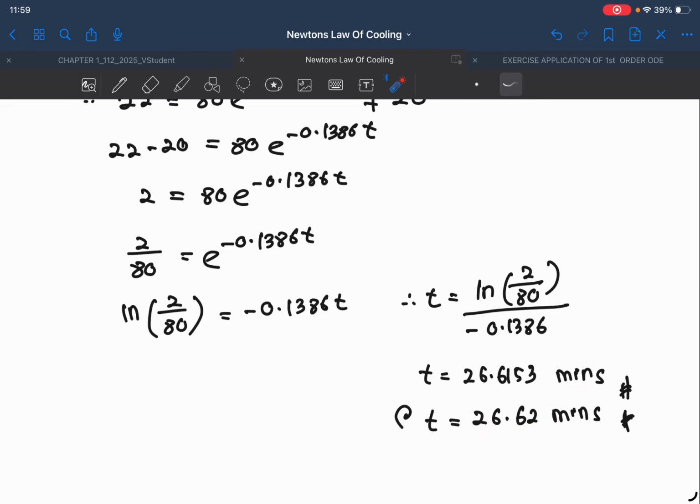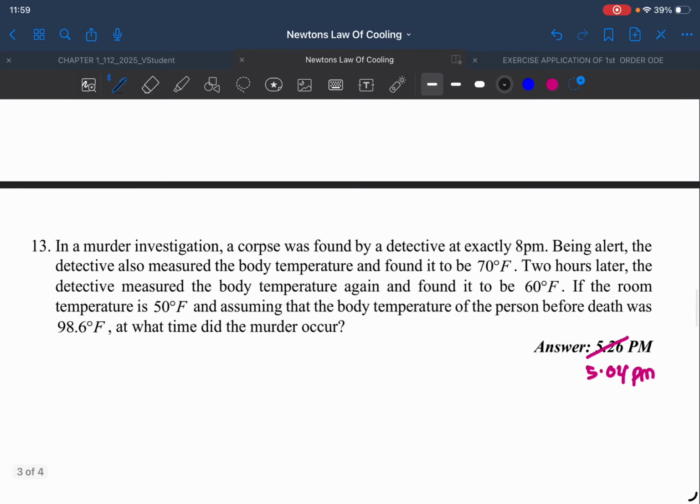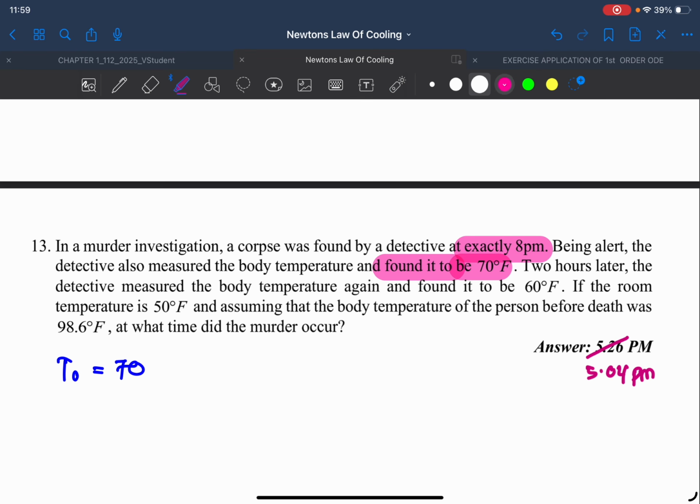Okay, now we continue with the second example. In a murder investigation, a corpse was found exactly at 8 p.m. And then the detective measured the body temperature and found it to be 70. That represents our initial temperature, T0 is equal to 70. The next information is the body temperature again. So 2 hours later, it was checked and it became 60. So at 2 hours, T2 is equal to 60.